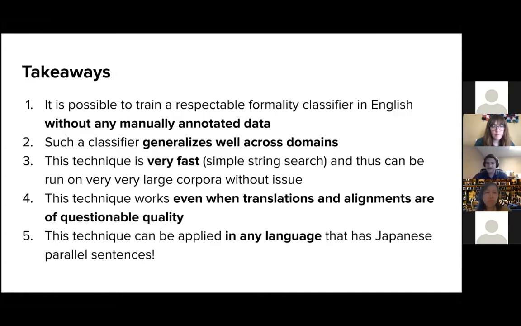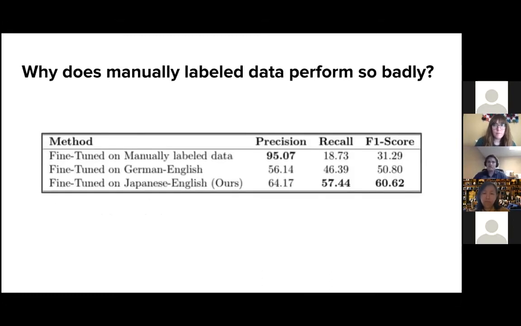So takeaways here: number one, it's definitely possible to train a pretty good formality classifier without any manually annotated data at all. This classifier is also good across domains. The technique of analyzing Japanese formality is fast, and it works even when the translations and alignments are of questionable quality. This technique can also be applied in any language that has Japanese translations, and you can get a formality classifier in any language.